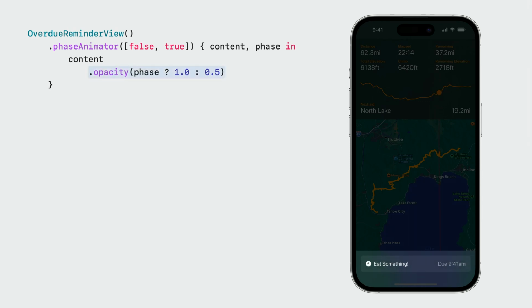Next, we'll apply some modifiers to change the appearance of the view, depending on the current phase. We'll start with an opacity modifier. We'll make the view fully opaque when highlighted, and 50% transparent otherwise. And right away, the view starts animating. Let's talk about what SwiftUI is doing on your behalf.